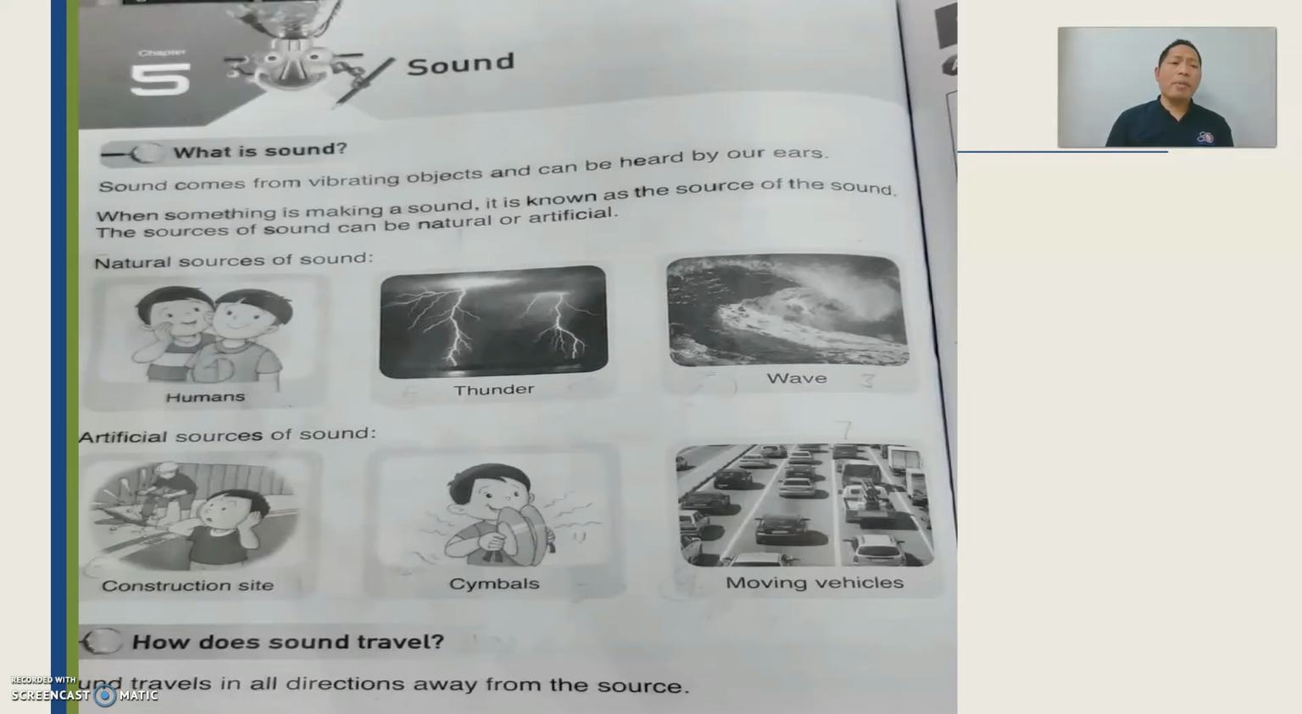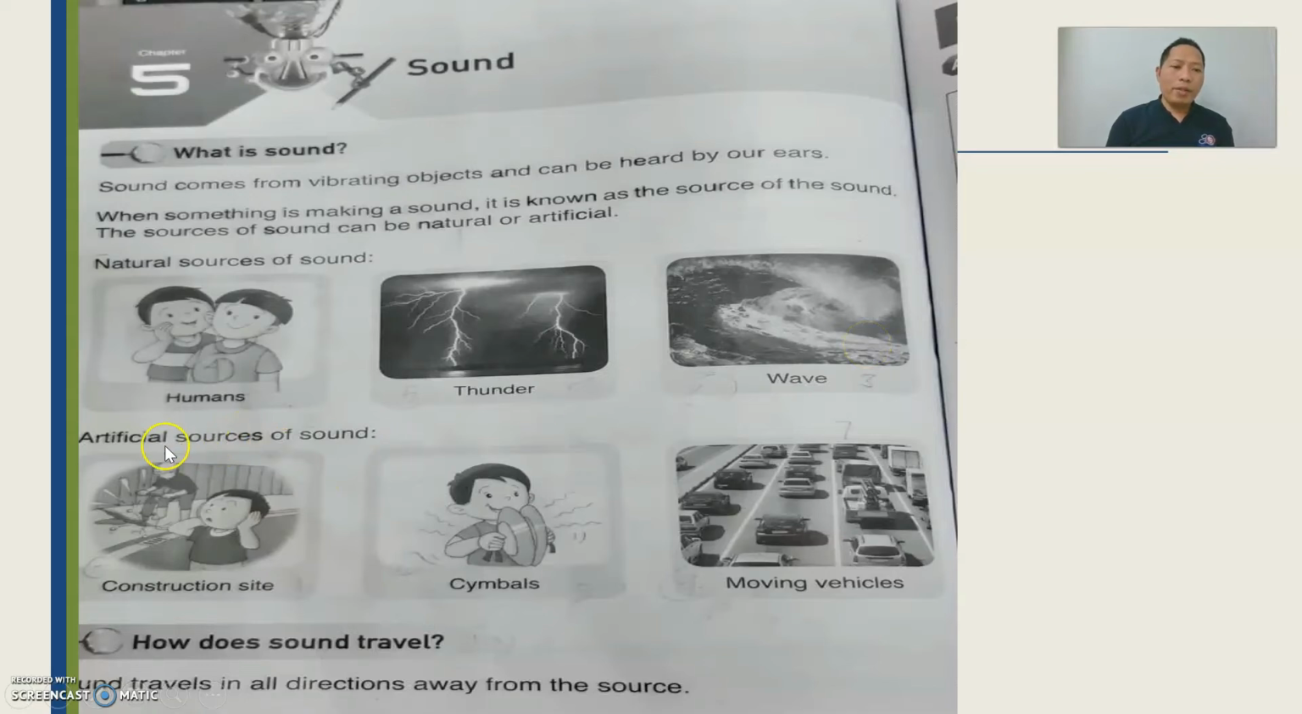When something is making a sound, it is known as the source of the sound, and the source of the sound can be natural or artificial. So again, two sources of sound. First, natural. Second, artificial. So the example in here is a human being. Next, thunder. And next is a wave.